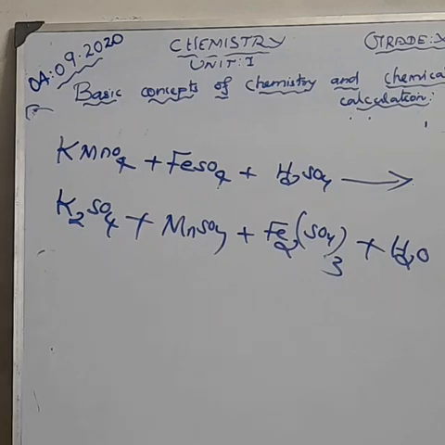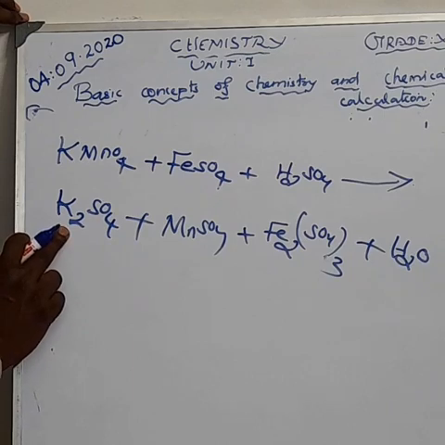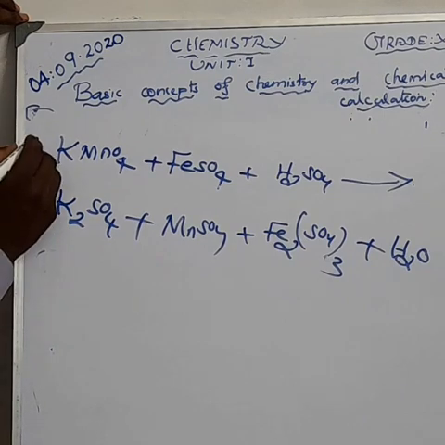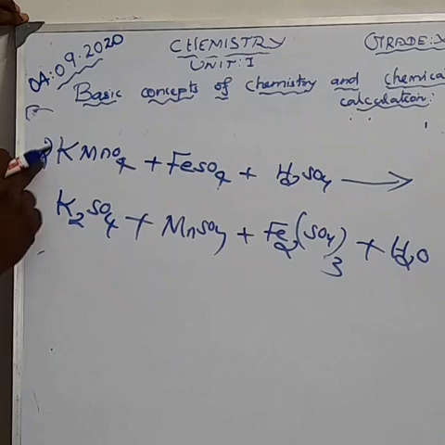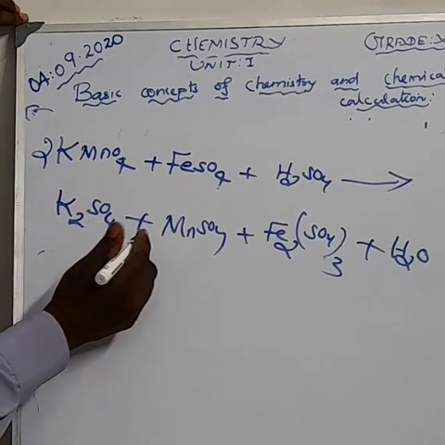First of all, how can you balance the equation? First, here, how much potassium is there? 2 potassium is there. Am I right? So make it 2 here. So potassium is balanced. How much manganese is there? 2. So make it 2 here.